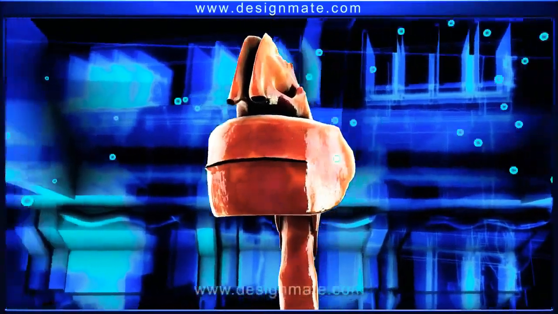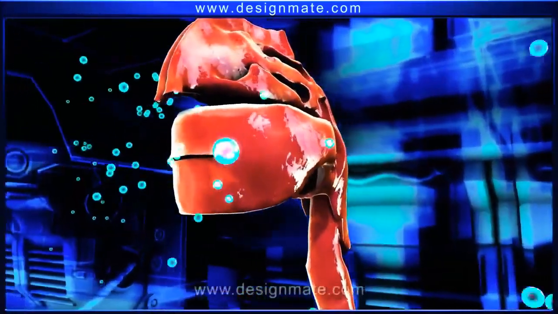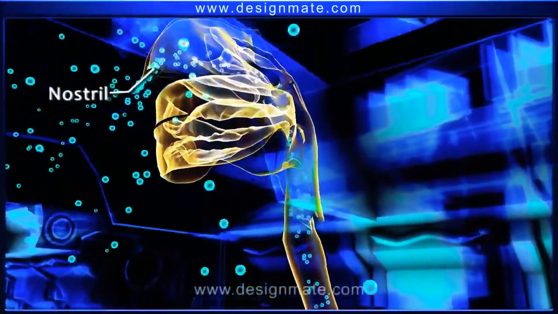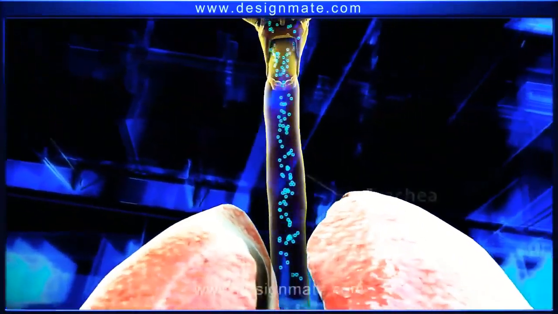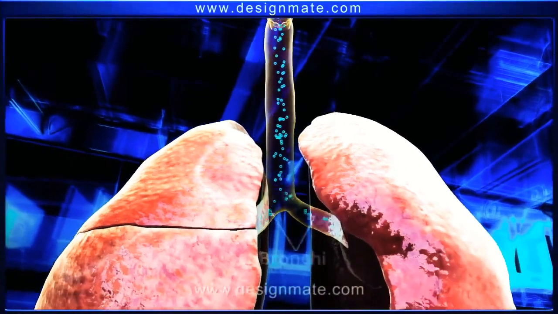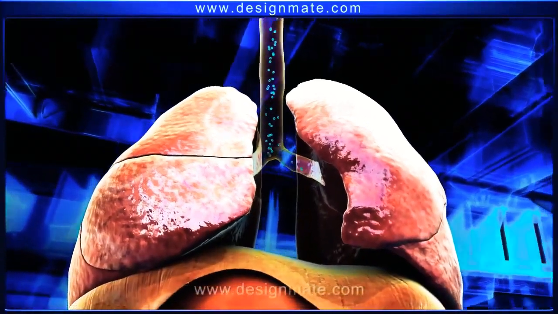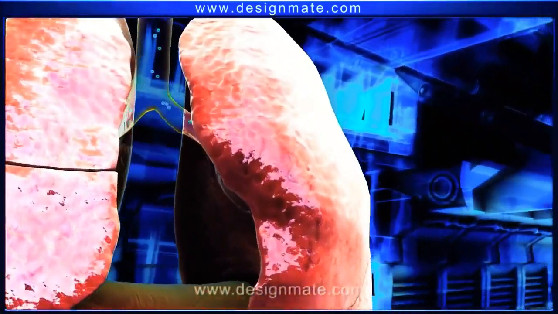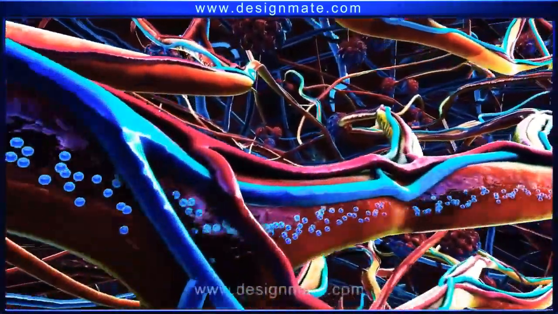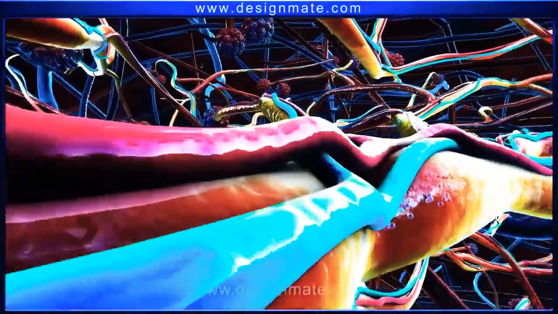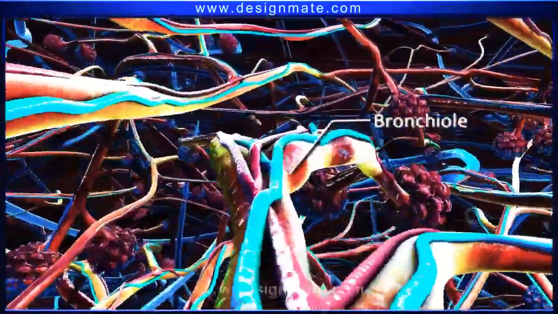As we breathe in air, the oxygen molecules enter the nostrils and travel downwards through the pharynx and trachea to finally reach the bronchi. From each bronchus, oxygen travels into the lungs. Within the lungs, the bronchus divides repeatedly to form bronchioles.